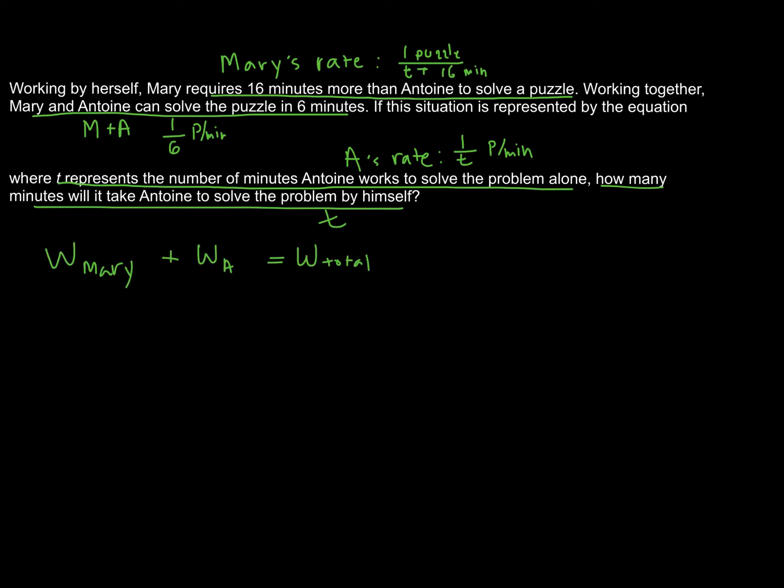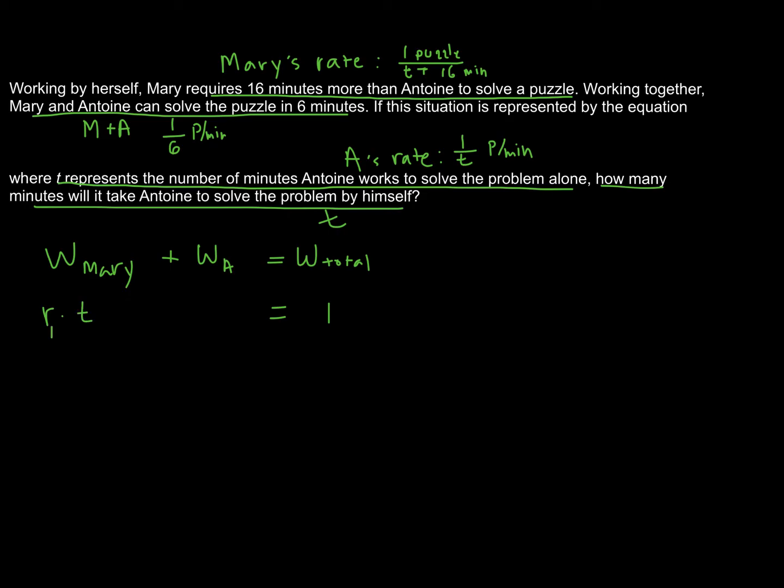Okay, so here I've represented my overall equation. Work that Mary gets done plus the work that Antoine gets done will equal the work that they get done in total. So how much work do they get done in total? Well, they solve one puzzle. Now, how much work does Mary get done? Well, I know that that is going to be the rate that Mary works times the amount of time that she works for.